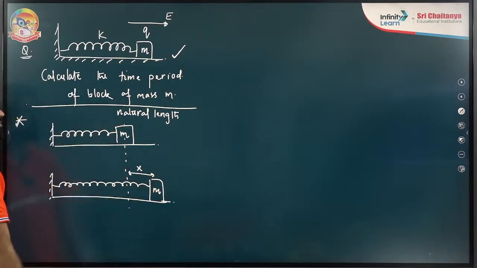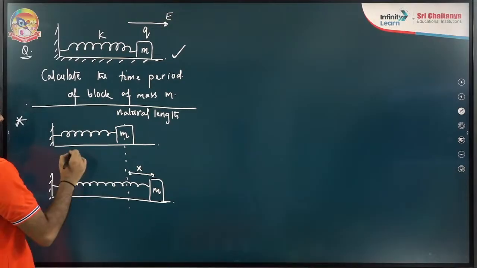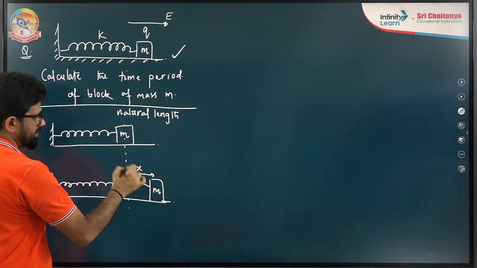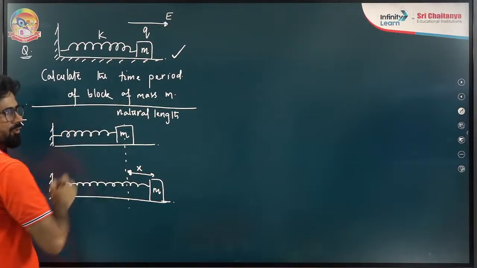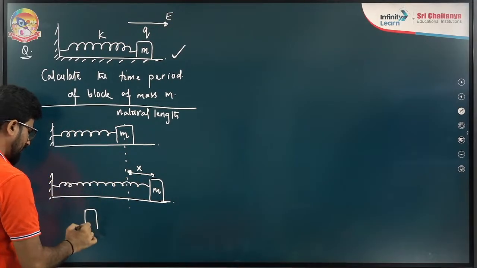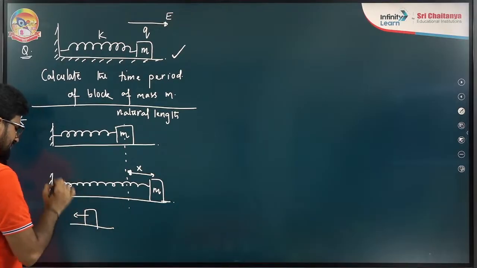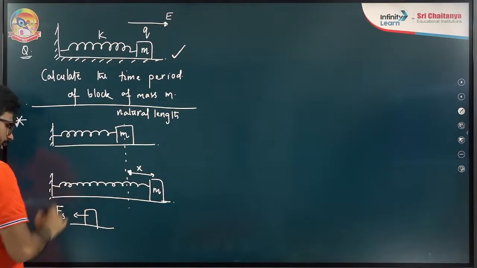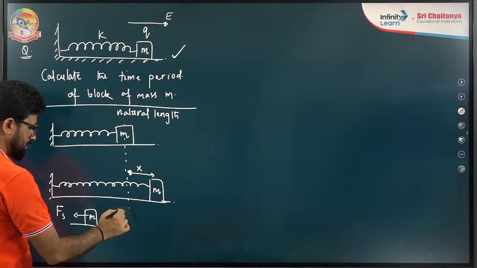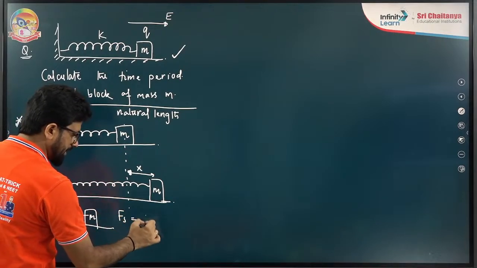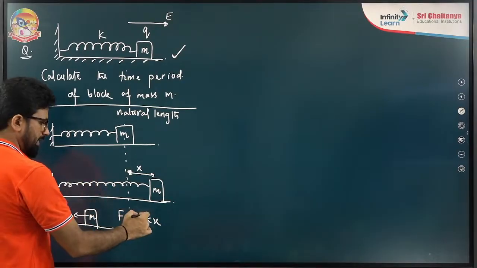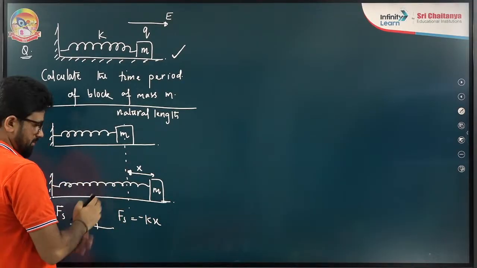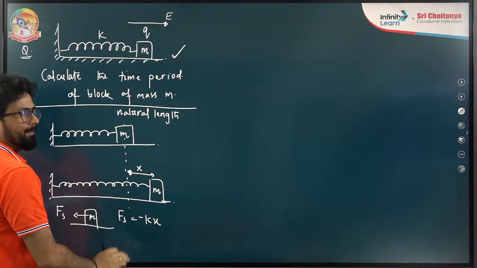I am not taking any charge. I am first solving the basic part. So the extension is x, and there would be one force on the block. What is the force acting in the leftward direction? Spring force, and that spring force is equal to kx. Definitely it is a restoring force, so you put minus kx. This spring force is equal to minus kx.